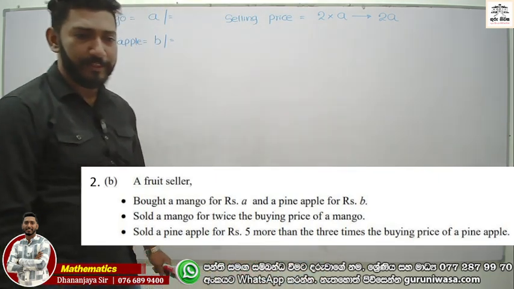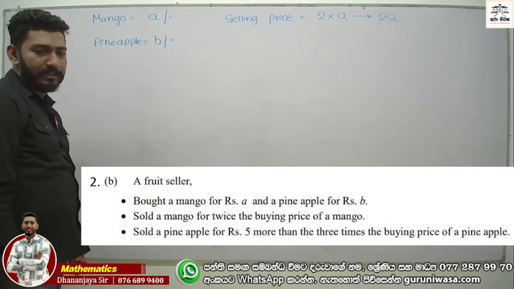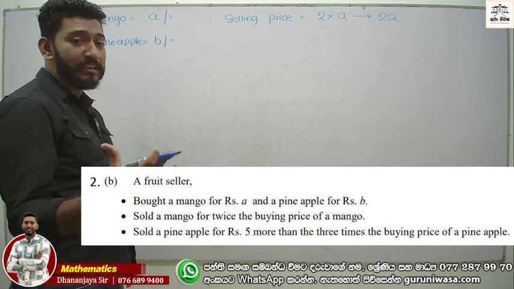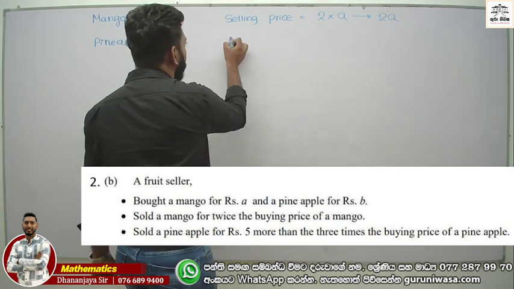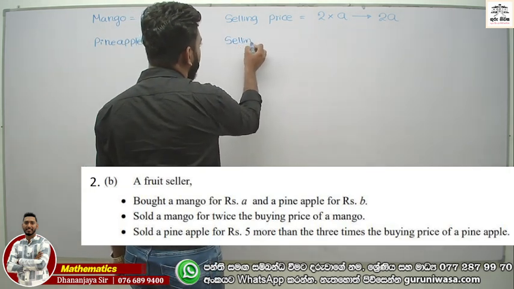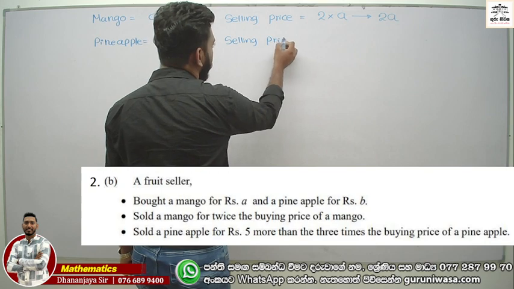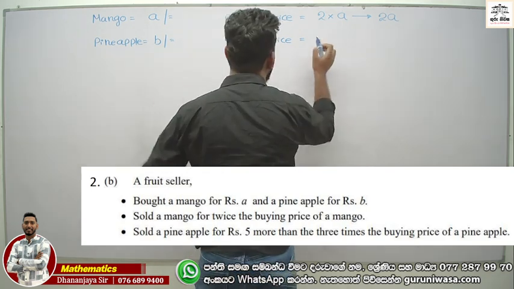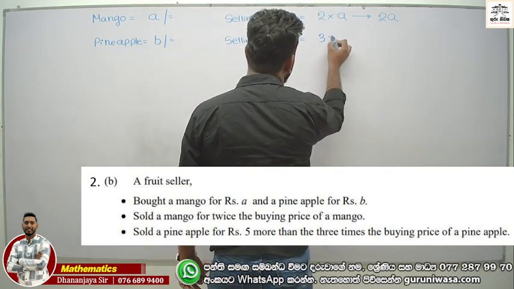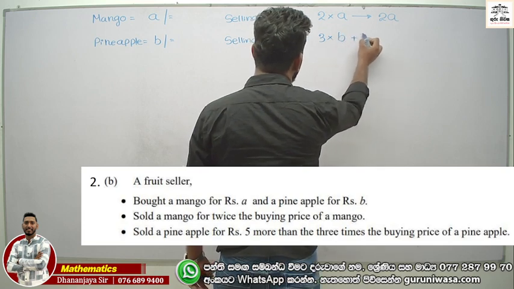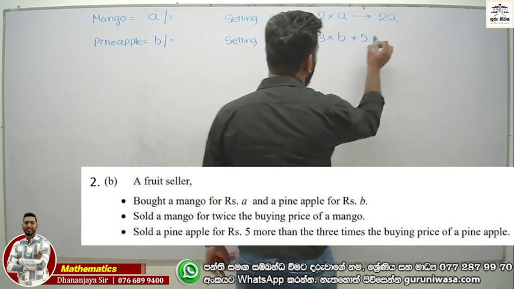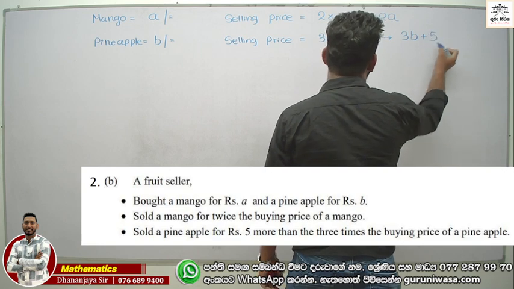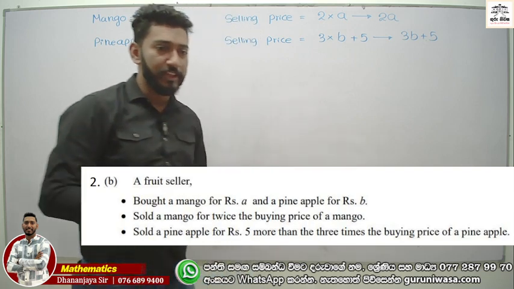2A. Very easy, isn't it? Now sold a pineapple for 5 rupees more than 3 times the buying price of the pineapple. Therefore, the selling price of the pineapple is 5 rupees more than, you need to add 5, to 3 times the buying price. Now the answer becomes 3 times B, 3B plus 5. 3B plus 5. These are the selling prices.